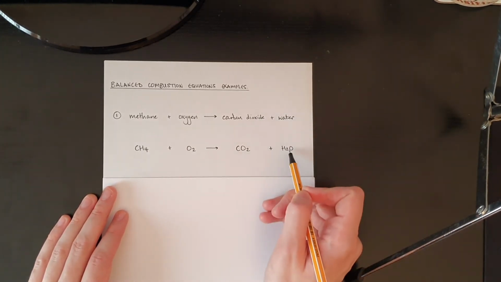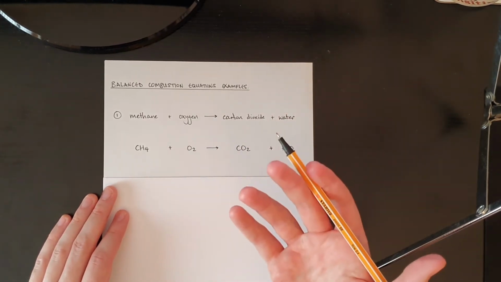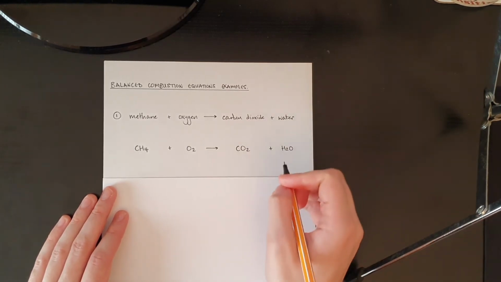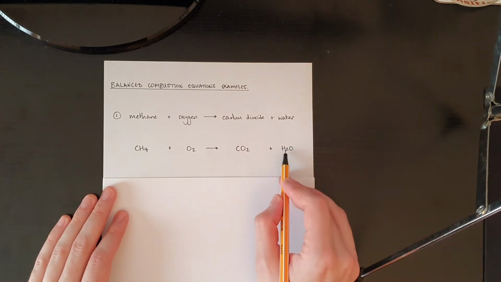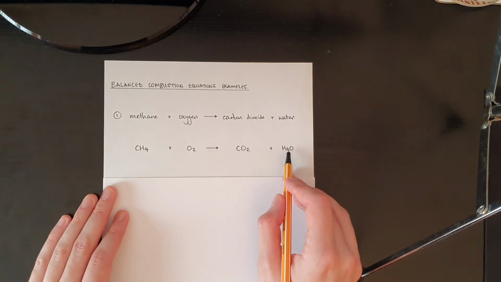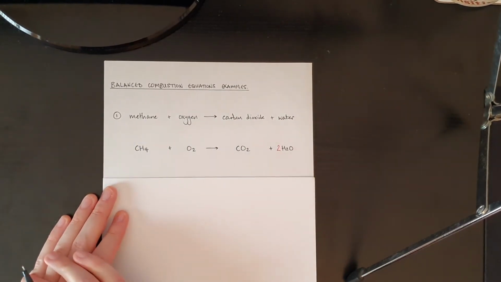And remember, we can't change this little number to a 4, because that would be H4O, and that's not a thing. That's not water, we can't do that. The only thing we can do is add a big number at the front of the entire chemical. So we need 4 here, we only have 2. The only sensible choice we have to get this to 4 is to multiply the whole thing by 2.